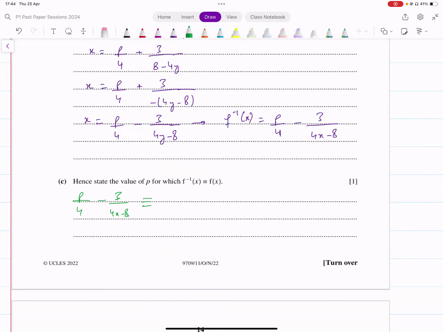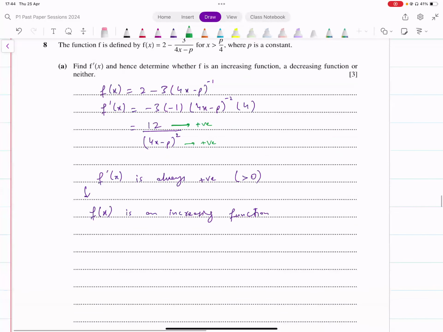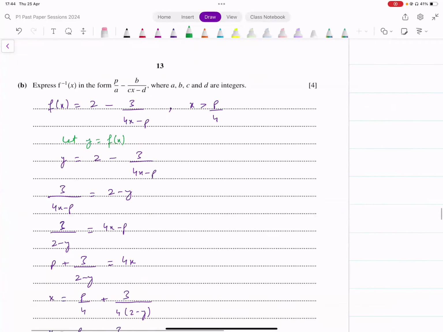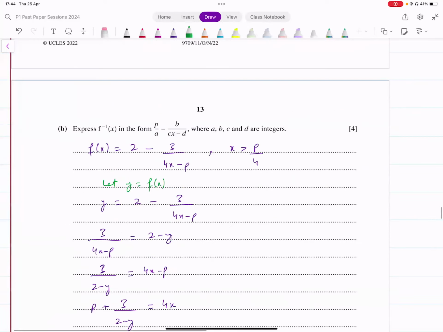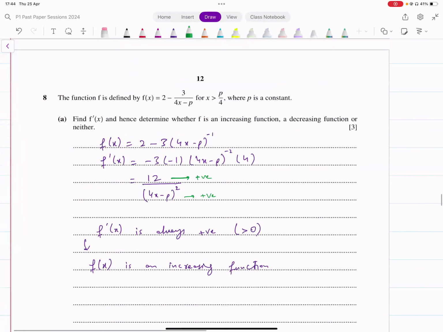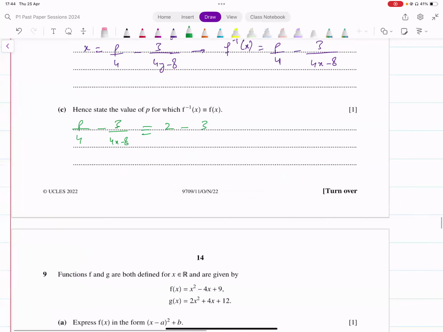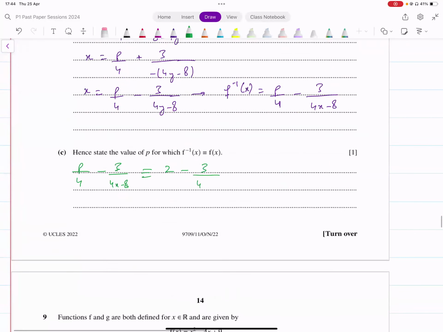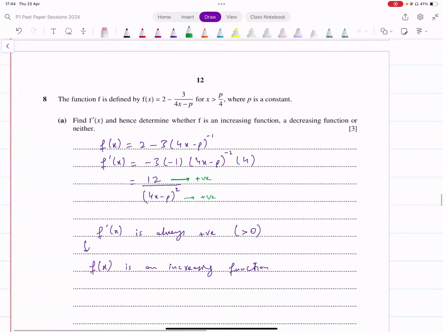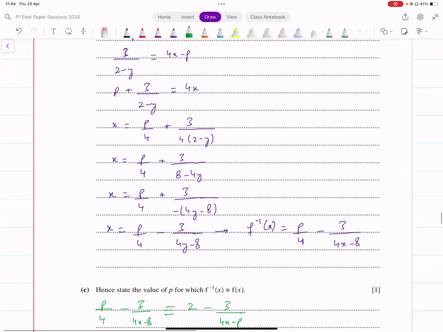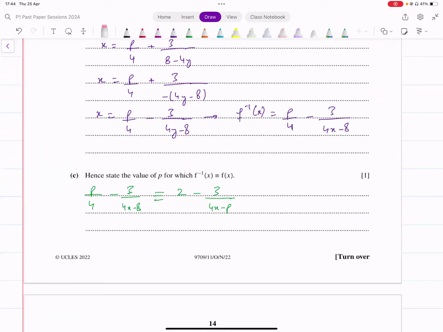What was f of x? F of x was 2 minus 3 over 4x minus p. Right? Now you just compare the two. When will both of these be identical? You can compare. You've got p here, and that's 8. So the value of p should be 8.